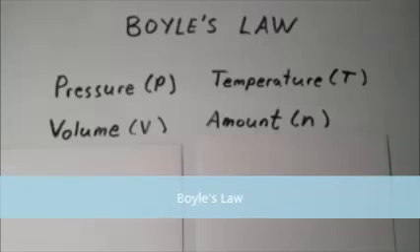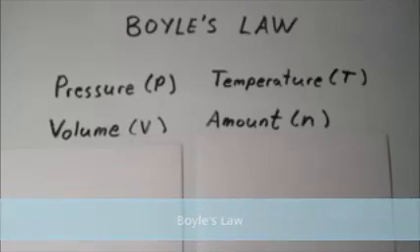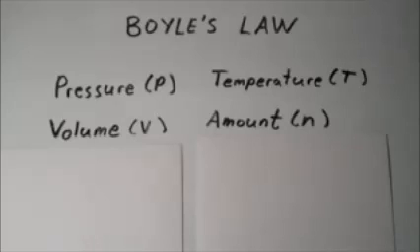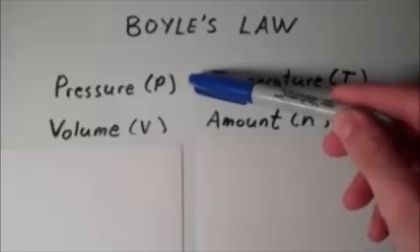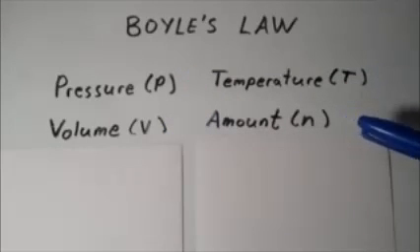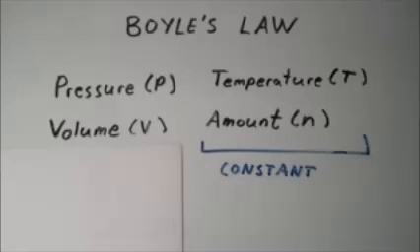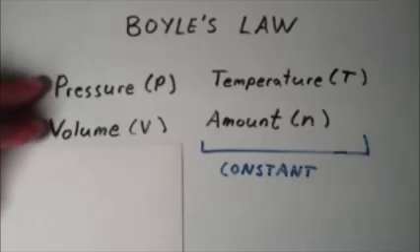Alright, so in this video I'm going to go over Boyle's law. The basic idea behind Boyle's law, and indeed behind all gas laws, is that we have four basic properties of gases. And those are the pressure, P, the volume, V, the temperature, T, and the amount, N, in moles of the gas. So with Boyle's law, what we're trying to figure out is, if I were to hold the temperature of the gas and the amount of the gas constant, then how do the pressure and the volume depend on one another?